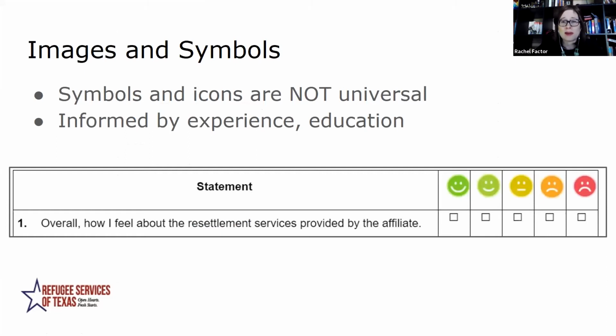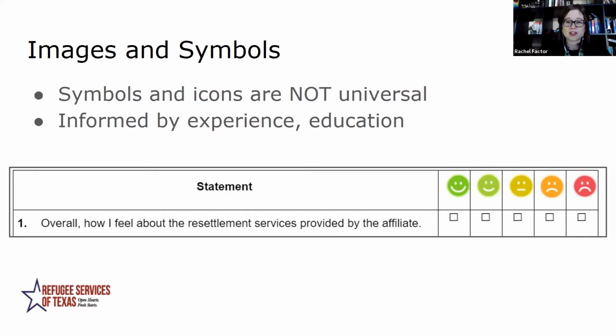One question format that you may want to try, especially if you're working with people who don't speak your language, or if they are not literate, if they're pre-literate, is images and symbols. It's a great way to add a visual element, keep it interesting, and keep it relevant to your population. But it's really important to note that symbols and icons are also not universal. They're informed by your life experience, by where you grew up. They're also informed by your education, so things that you've seen, whether you're able to read, and whether you're able to interpret the context.